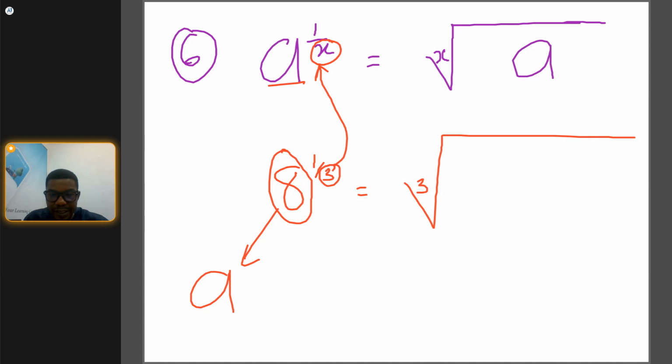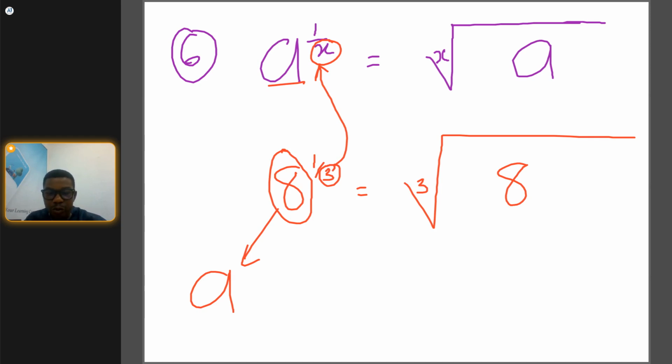And this represents a. And for this question, my a is what? 8. My a represents what? 8. That means inside the cube root, I'm going to have 8. The reason why we call this cube root is because we have 3. So if it is 2, it will be square root. If it is 4, it will be fourth root. If it is 5, it will be what? The fifth root. Are you getting that?